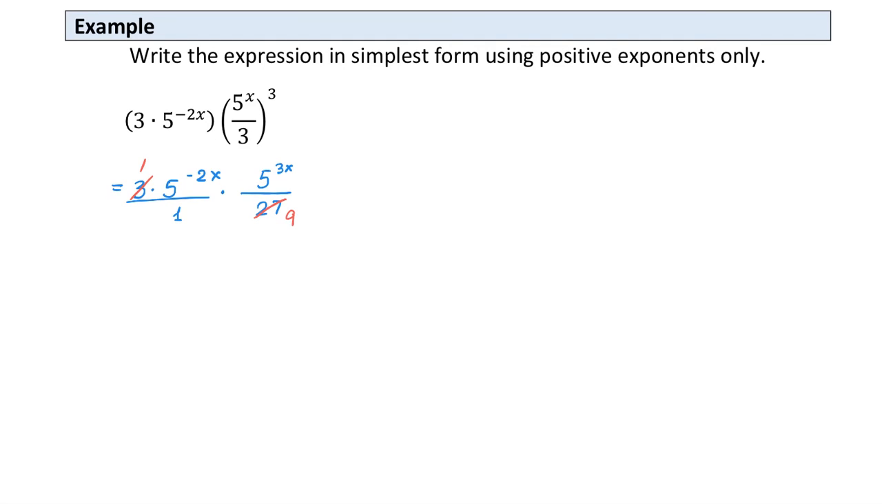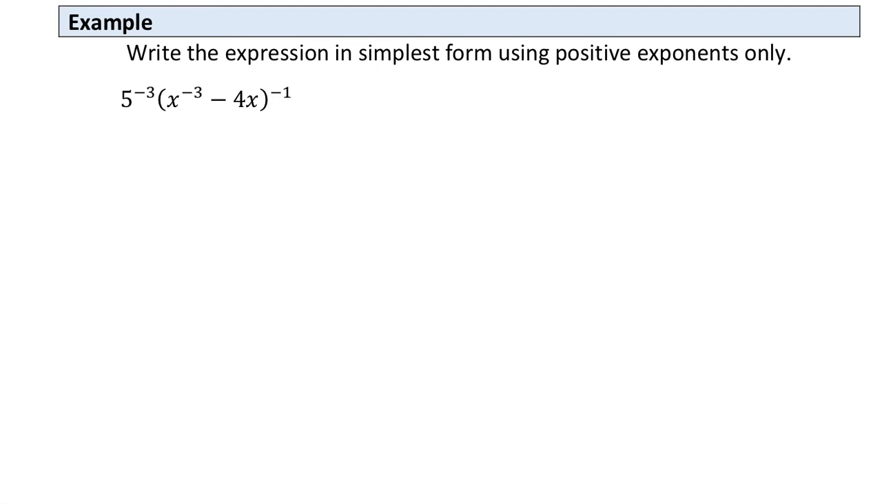Then in the numerator we have a product of 5 to the power of negative 2x and 5 to the power of 3x. Because the bases are the same, we will add these two exponents. Then in the numerator we will have 5 to the power of negative 2x plus 3x, and in the denominator we will have 9. Negative 2x plus 3x is 1x, so we will have 5 to the power of x over 9. And this will be the simplified expression.